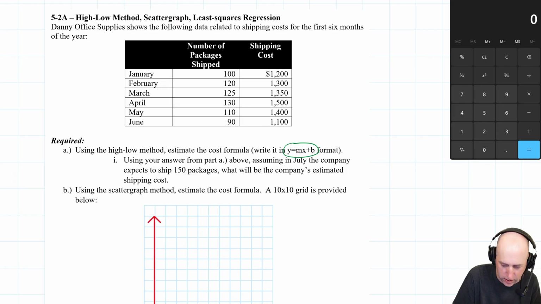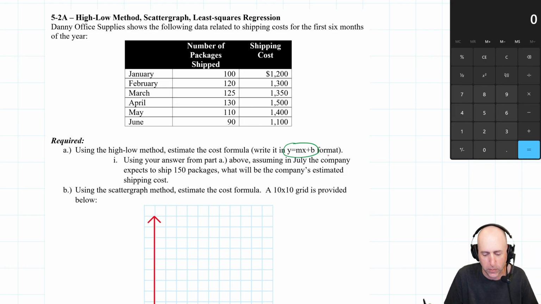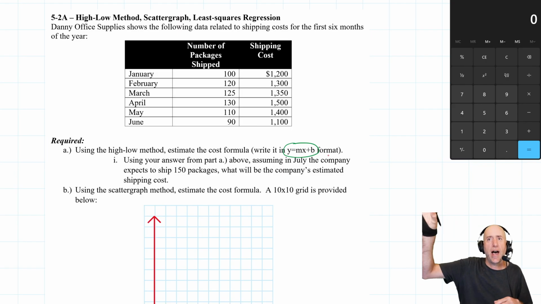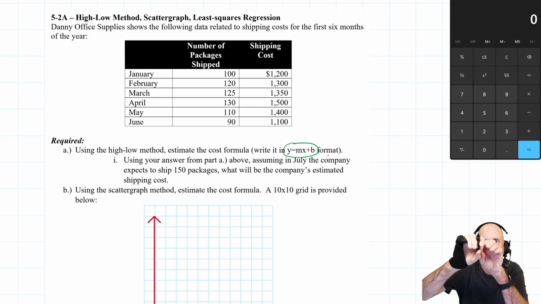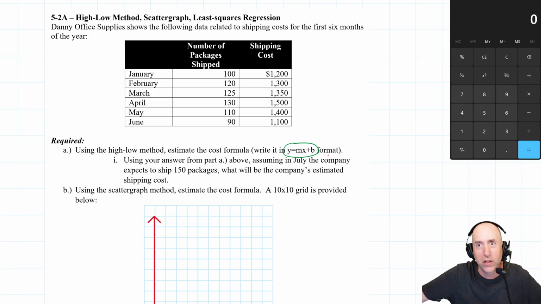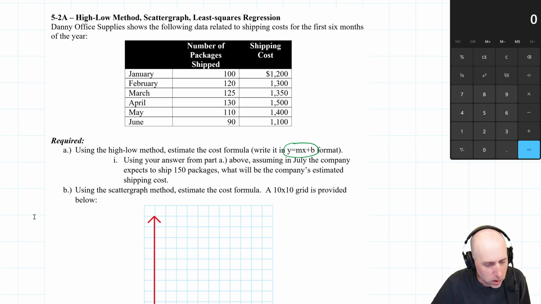It says using the high-low method, estimate the cost formula in y equals mx plus b format. The high-low method says, let's just take the highest point on the table and the lowest point on the table and draw a line between them. And that's going to be our line. We'll ignore everything else. So let's do that.